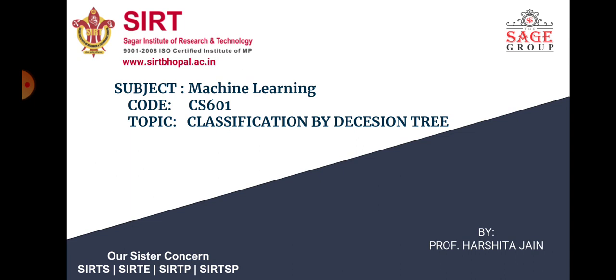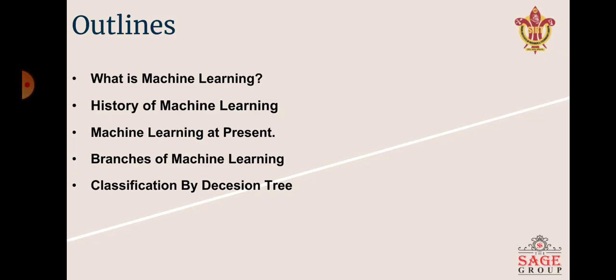Today, I'll be telling you about the most interesting topic, that is the classification by decision tree of machine learning. But I thought to give you a quick overview of machine learning also. So these are the outlines that I'll be teaching you. What is machine learning? History of machine learning. Machine learning at present, the branches of machine learning, and at last I'll be including all the aspects of classification by decision tree. Means this topic will be in detail.